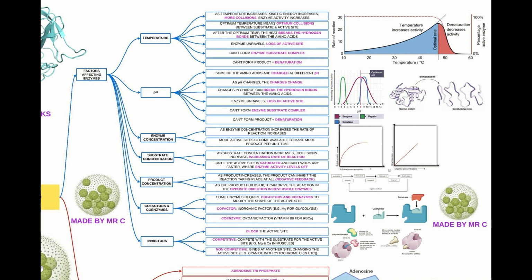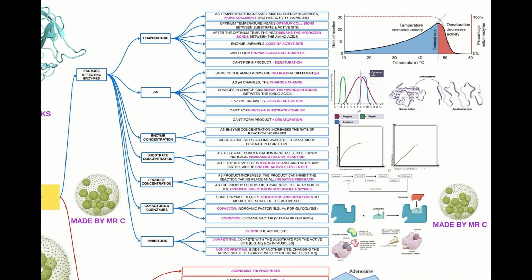Some enzymes require cofactors and coenzymes to modify the shape of their active site to accommodate the substrate. Cofactors are inorganic. For instance, magnesium is needed by the enzymes in glycolysis. And coenzymes are organic factors, normally vitamins, and for instance, we've got B6, which is used for the production of red blood cells.